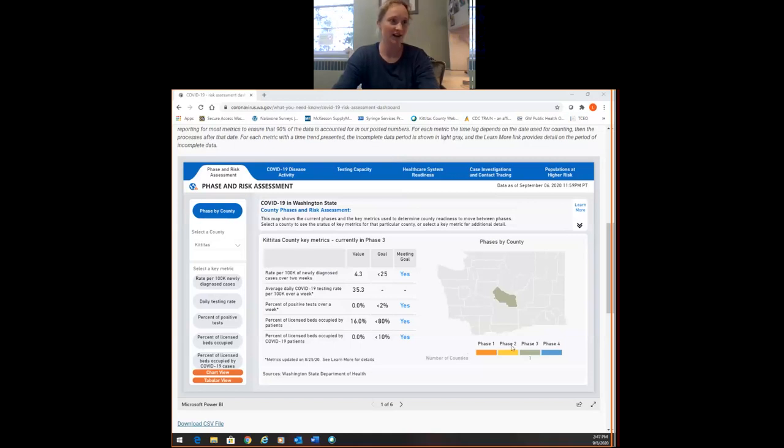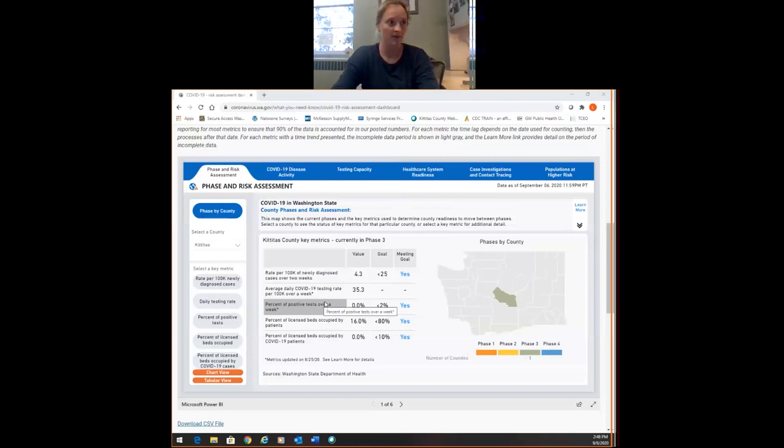The next metric on the risk assessment dashboard is the average daily COVID-19 testing rate per 100,000 over a week. It's basically the same thing as the cases per 100,000, just using the number of tests we performed. The percent of positive tests over a week is a measure of how many tests are coming back positive. The Department of Health set this metric to 2% or less. The higher the rate, the more tests we have coming back positive. And we calculate this by taking the total number of new cases, dividing it by the total tests for a certain time period.